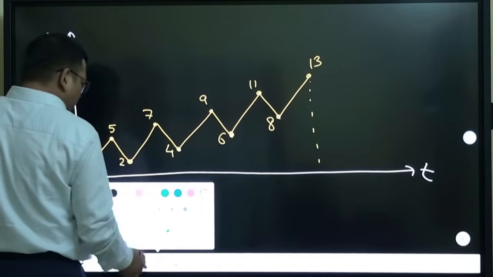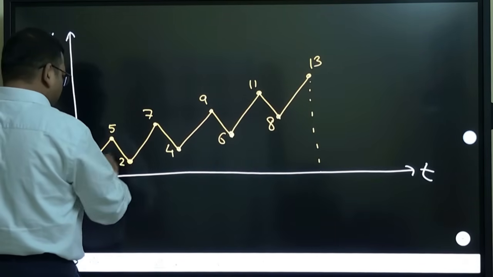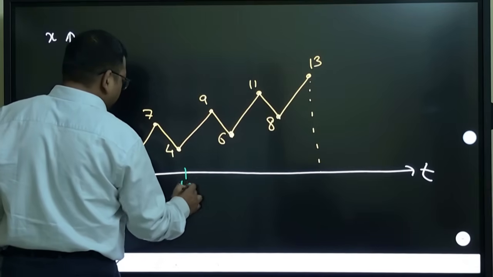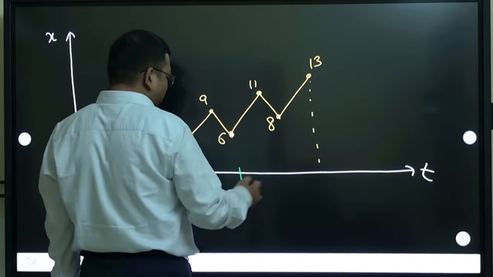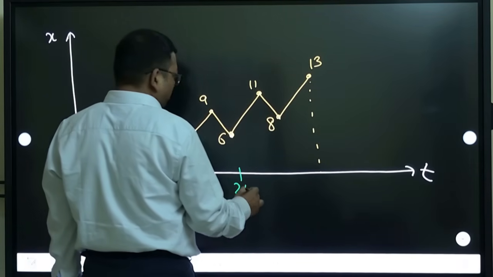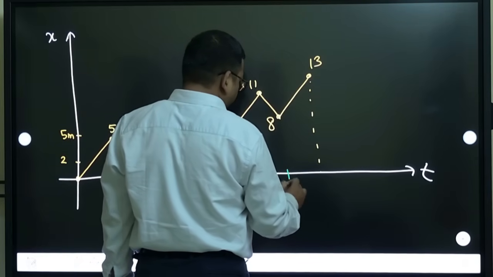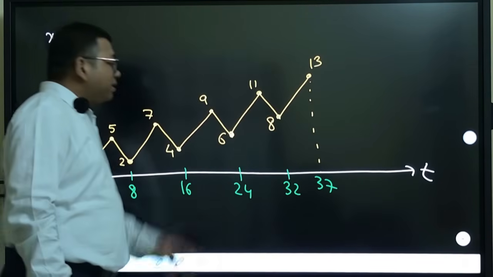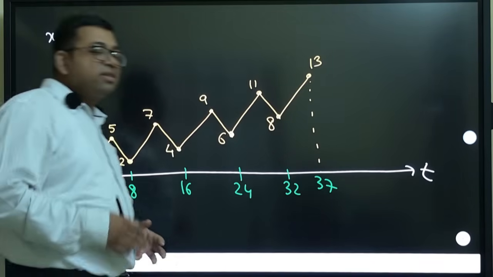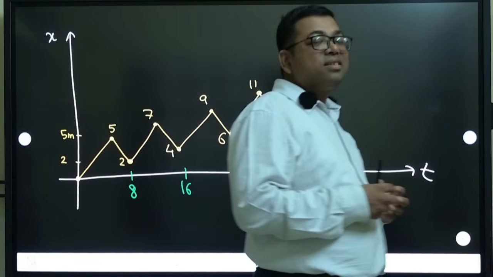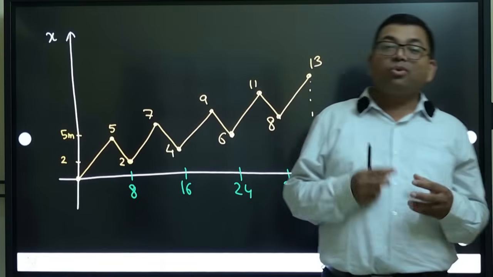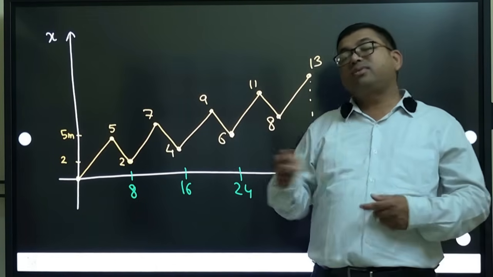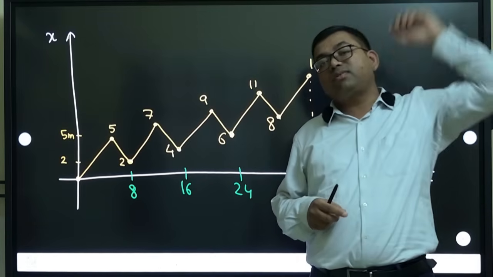Okay, so now tell me how much time. This one cycle was 8, then 8 into 2, 16, plus 8, 24, plus 8, 32, and this extra 5, that is 37. So like that graphically you can plot and do the analysis. But you can think of something more, suppose it is very, very far away.